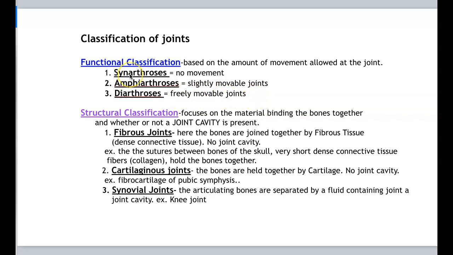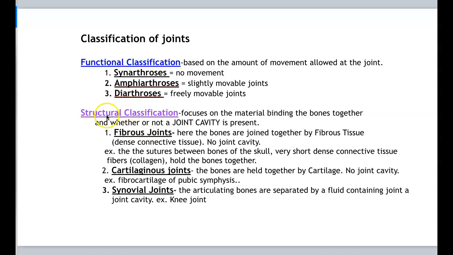Just figure out how to spell A-R-T-H-R-O-S-E-S and then put either syn in front of it. Syn would mean without, no movement, synarthrosis. Amphi, a slightly movable joint. And if it's diarthrosis, it's a freely movable joint.